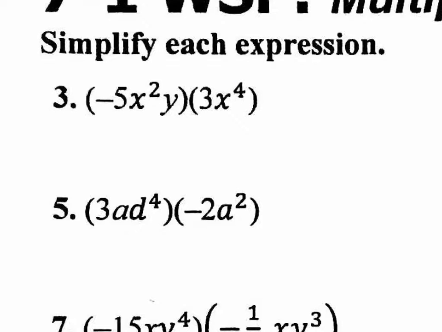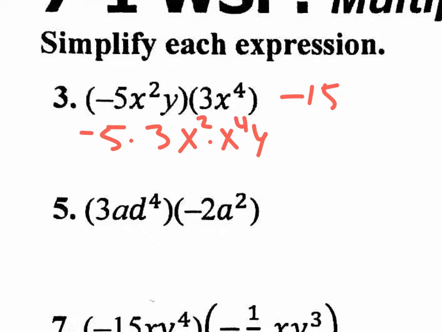You could rearrange things if you want and put the minus 5 times 3 and put the x squared times the x to the 4th and the y by itself at the end. You could do that if you want, but after doing that a couple of times, you should be able to get just straight to the answer. Negative 15, x to the what? 6, y. And there's your answer for number 3.